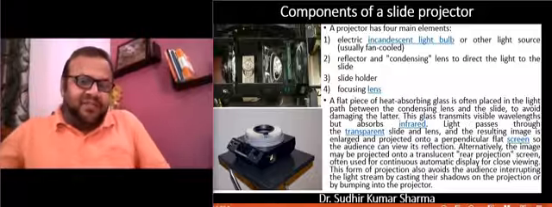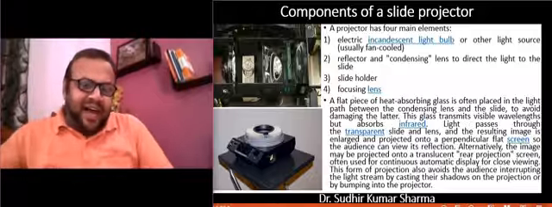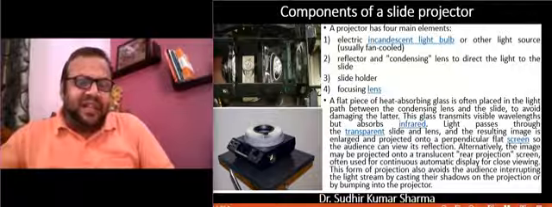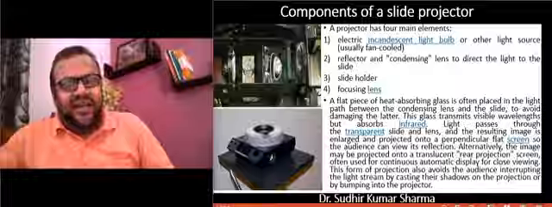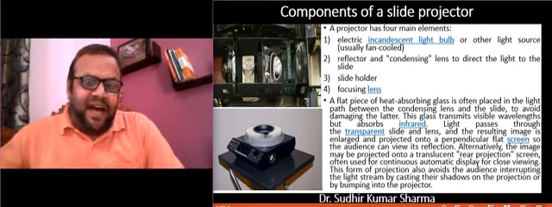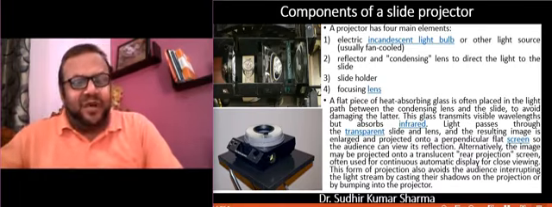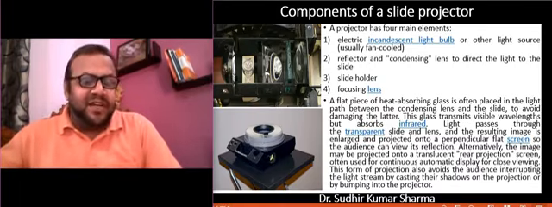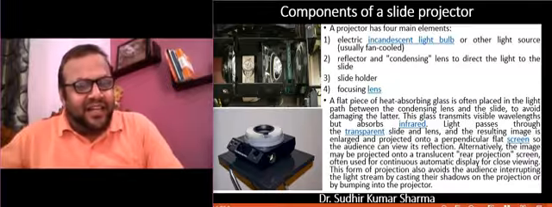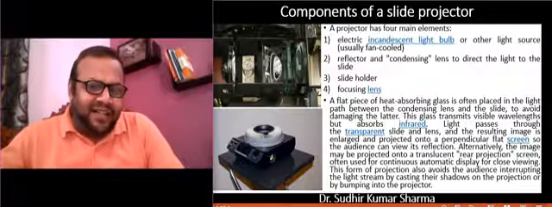A flat piece of heat absorbing glass is often placed in the light path between the condensing lens and the slide to avoid damaging the latter. To whom? To the slide. This glass transmits visible wavelengths but absorbs infrared. It lets the visible wavelengths pass through but absorbs the infrared.